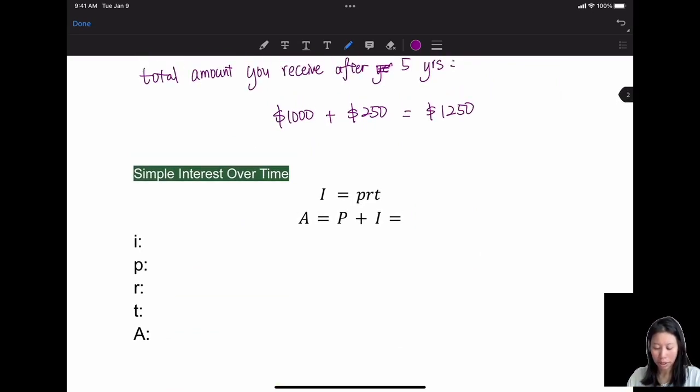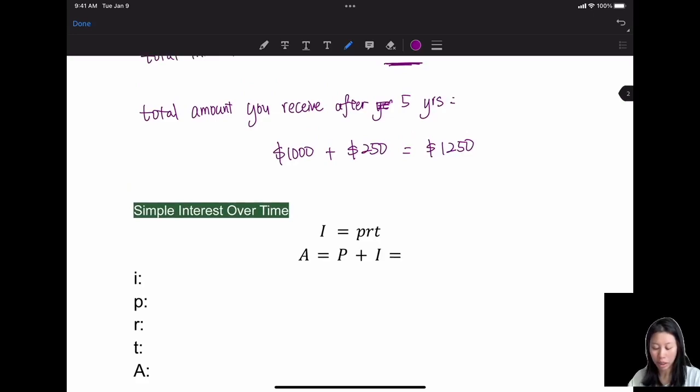So when it comes to simple interest over time, we have what? The interest that you make should equal the principal times the rate times the time. So in here, the total amount should be the principal plus the interest, where our interest is P times R times T. And then the common factor is P.